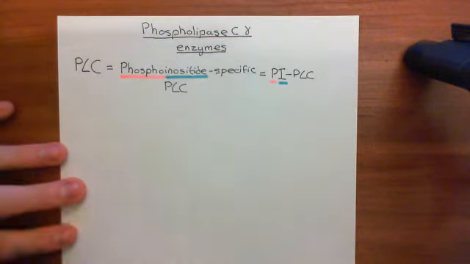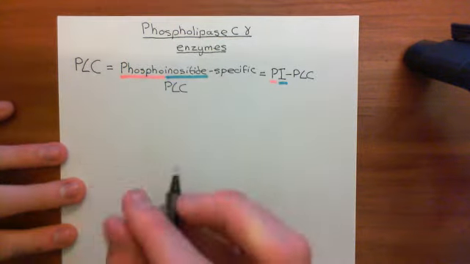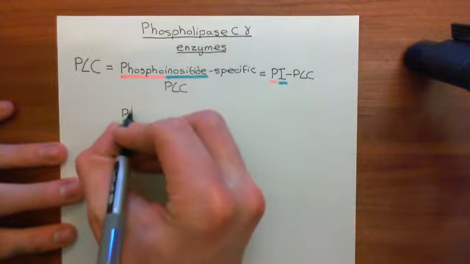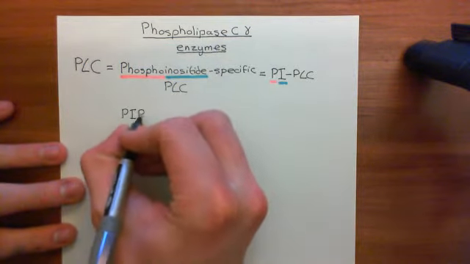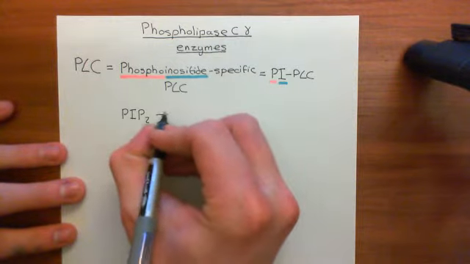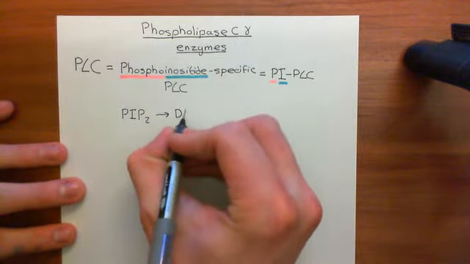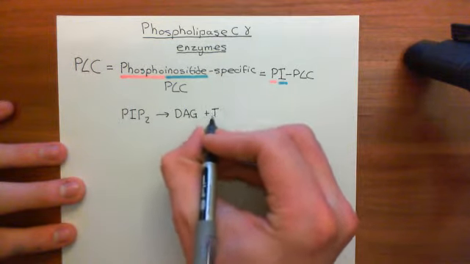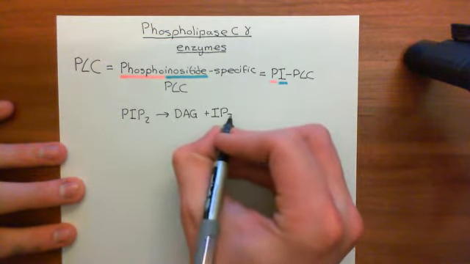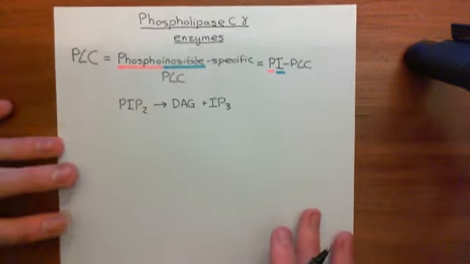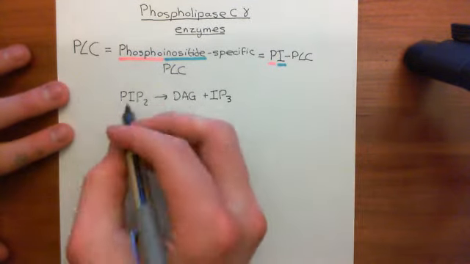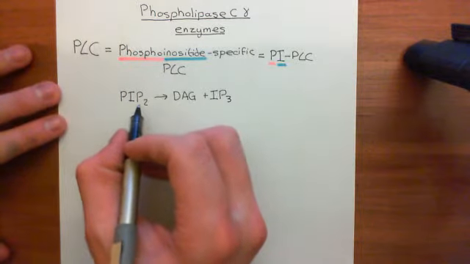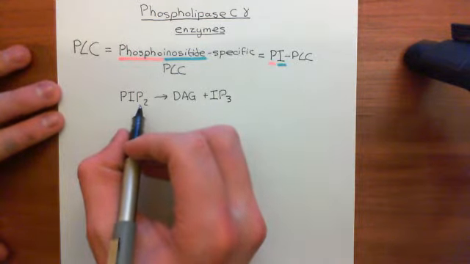Okay, these are all enzymes which act on phosphatidylinositol 4,5-bisphosphate, PIP2, and break it down into diacylglycerol, DAG, and IP3. This is the basic reaction. Now, I want to discuss this reaction in detail, and we're going to start off with the structure of PIP2, phosphatidylinositol 4,5-bisphosphate.